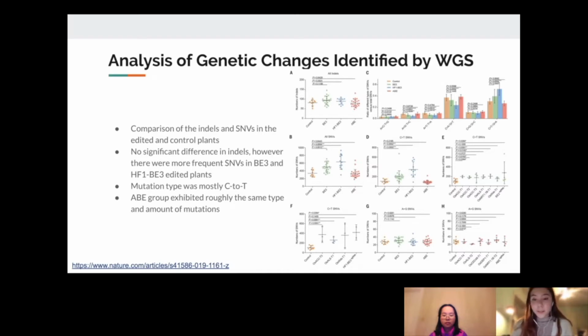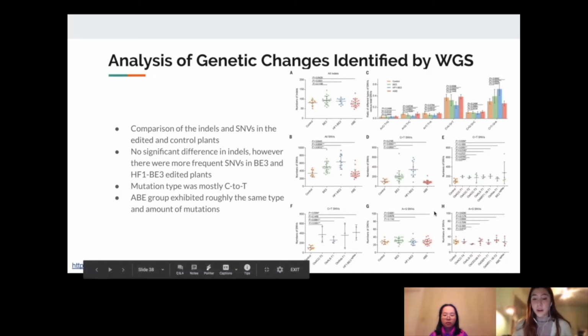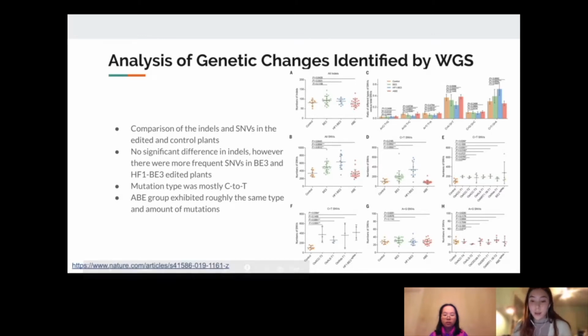So this is confirmed when we look at part D, where it shows the number of SNVs that are C to T transformations, which is what the cytosine base editors BE3 and HF1 BE3 catalyze. And as expected, we can see that the BE3 and the HF1 BE3 plants exhibit much higher rates of these SNVs that are C to T transformations than the control and the ABE.